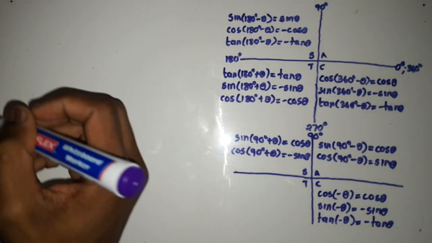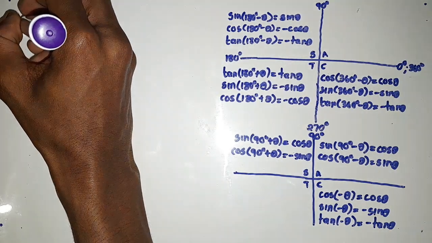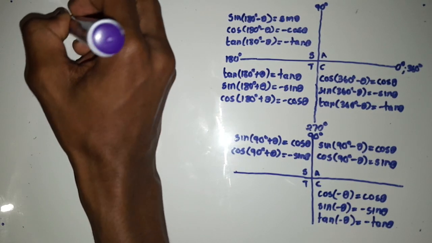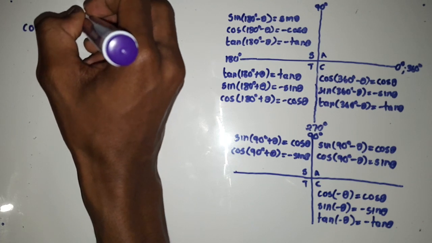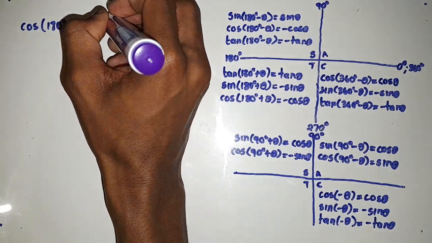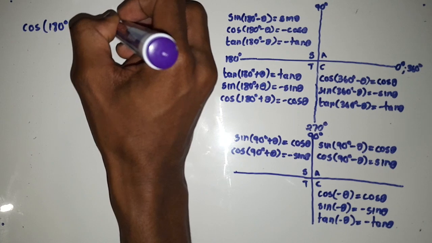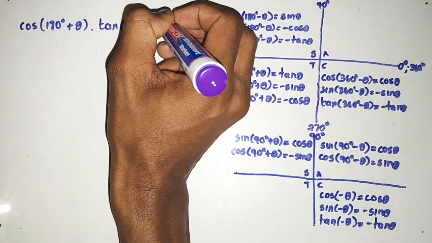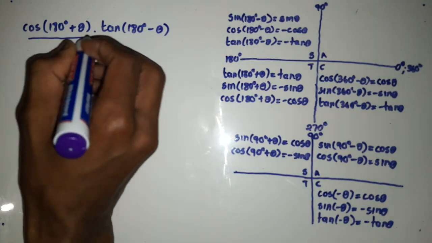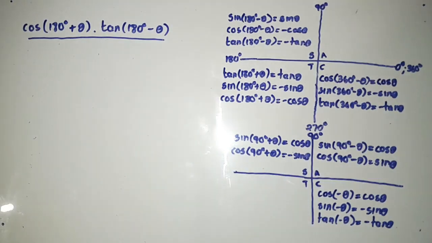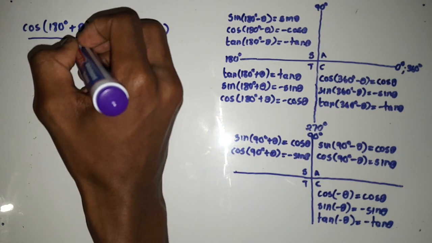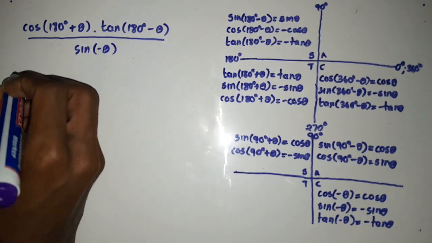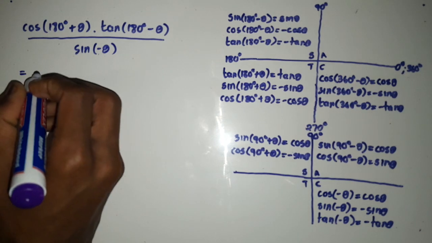Let's say now I have cos(180 degrees plus theta) multiplied by tan(180 degrees minus theta), then I have a division sign, of sine(negative theta). Let us solve this problem.